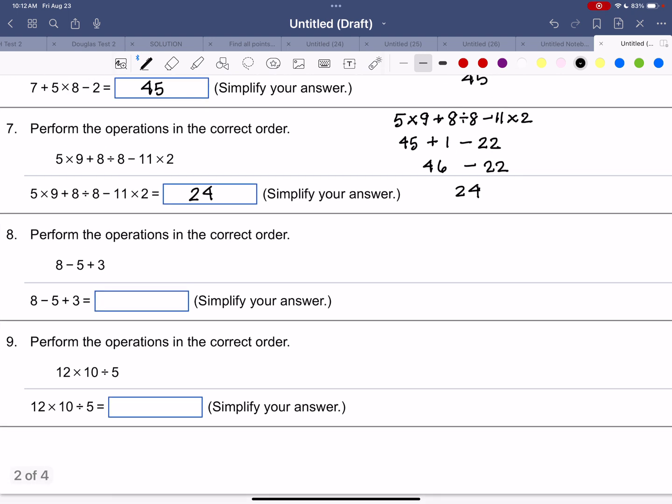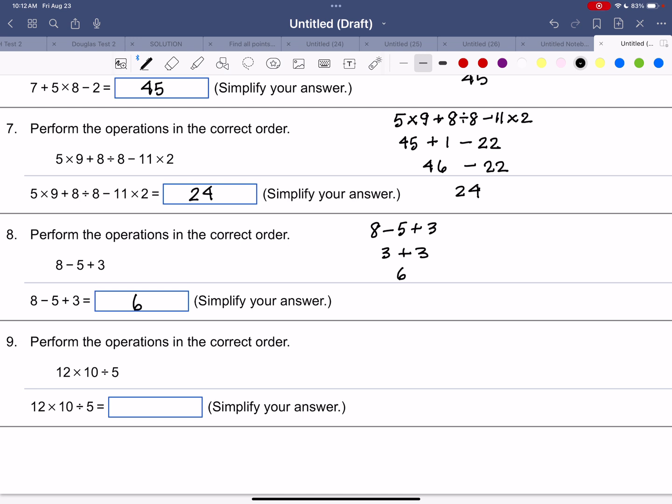Number 8. 8 minus 5 plus 3. This is really tempting. Most folks will want to add before you subtract because of "Please Excuse My Dear Aunt Sally." Since the A comes before S, they think they add before they subtract. But you don't. You go left to right. 3 plus 3 equals 6. So make sure that you are following those order of operations and you're working yourself down the page, and just take one step at a time.